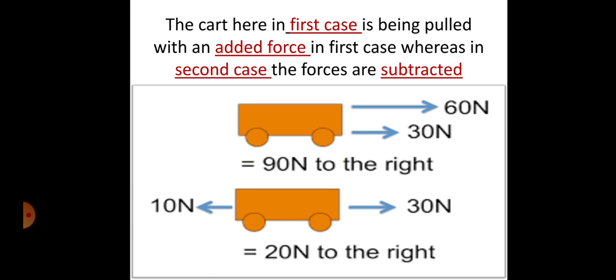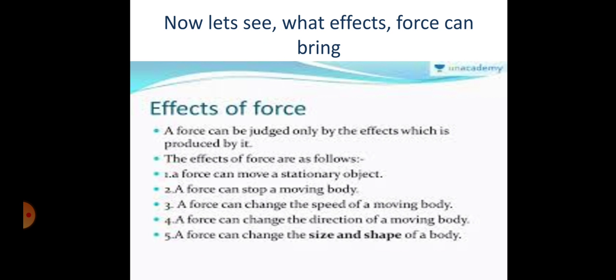Now, next case, we see the cart being pulled by two forces, 30 Newton and 10 Newton, on either side. Now, what happens in this case? The forces get subtracted. 30 Newton minus 10 Newton equals 20 Newton towards the right, or towards the greater force, 30 Newton. So, we can conclude that resultant force is the algebraic sum of the forces applied.